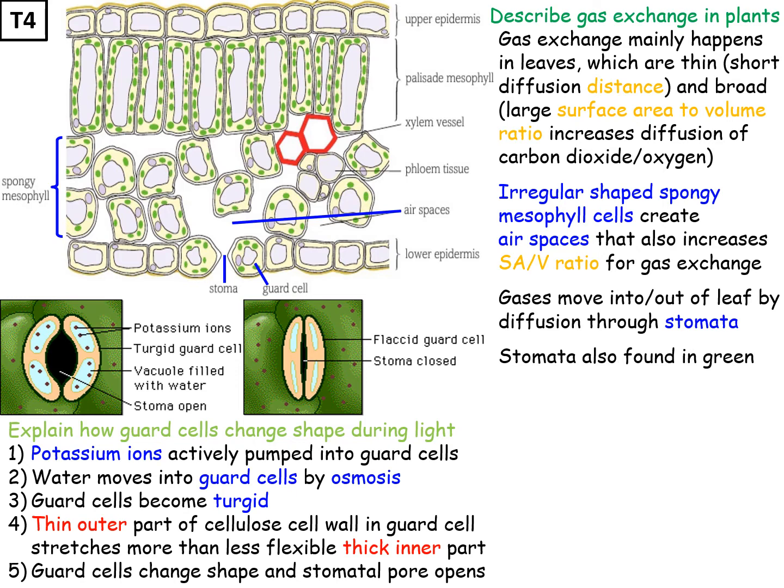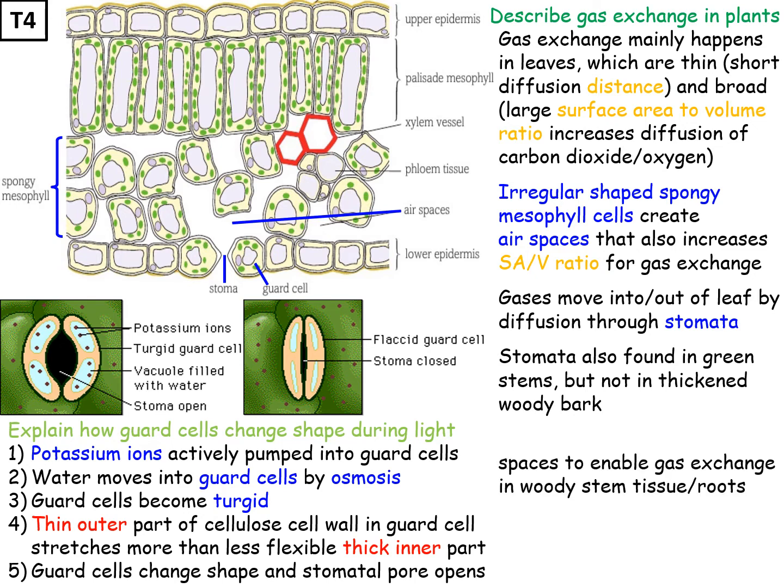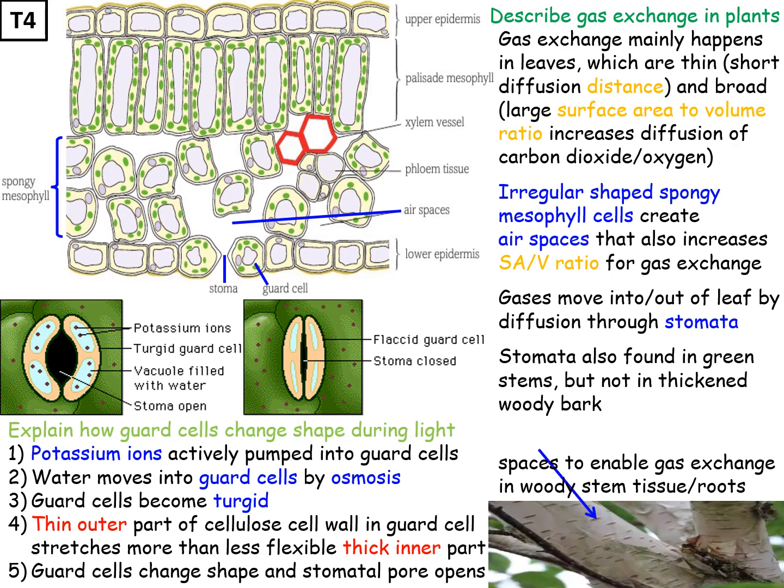Stomata are not only found on the leaves, they could also be found on green stems, but not on the parts that are thickened by woody bark. However, the woody stem tissues and roots can still have gas exchange enabled in them because they have spaces that develop called lenticels.